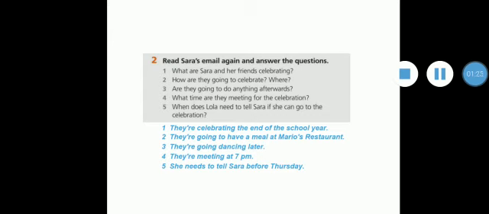Number 2, how are they going to celebrate and where? They are going to have a meal at Mario's restaurant. Number 3, are they going to do anything afterwards? Yes, they are going dancing later. Number 4, what time are they meeting for the celebration? They are meeting at 7 p.m. And the last one, when does Lola need to tell Sarah if she can go to the celebration? She needs to tell her before Thursday.